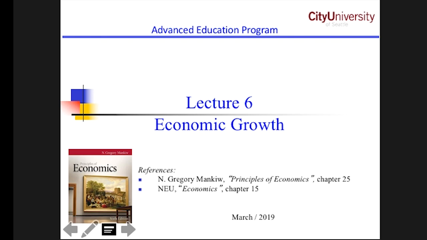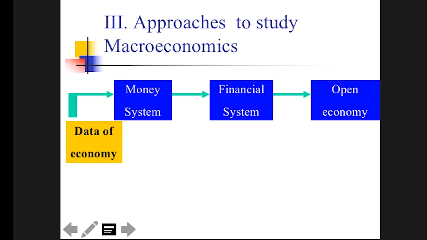Before we go to Lecture 6, please recall what you have studied in the previous section. In Lecture 2, we introduced the data of the economy including GDP, CPI, and unemployment. After introducing the economy with the data, we analyzed three important aspects in the economy: the money system, the financial system, and the open economy. Now, we will explain the changes in the economy described by GDP firstly.